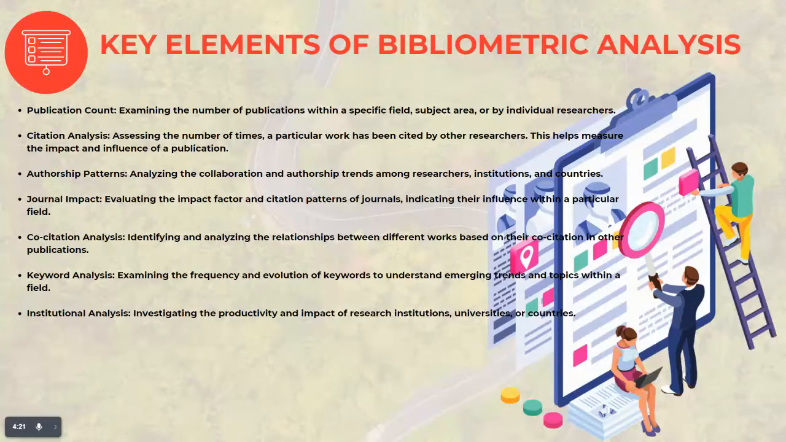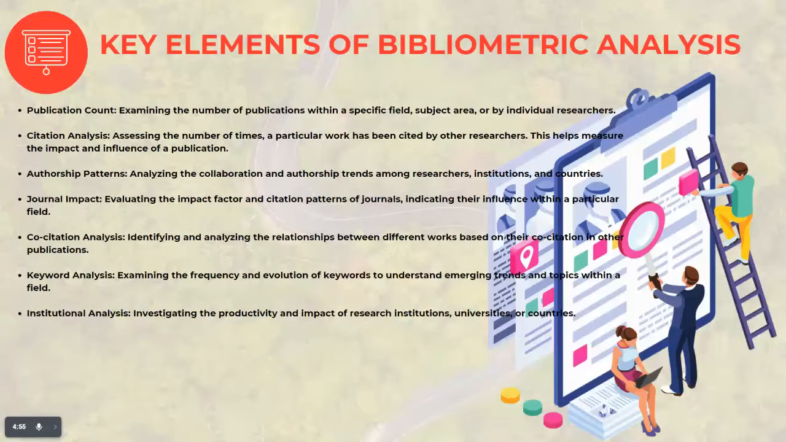So for journal impact, we should know about the impact factor and the citation patterns within a particular field, like the research we are talking about, transportation engineering, right? So when we are doing the bibliometric analysis, we should understand the most impactful journals of transportation engineering. Then we can evaluate them. Then we can understand, okay, within this journal, what is the pattern of the authorship, right?